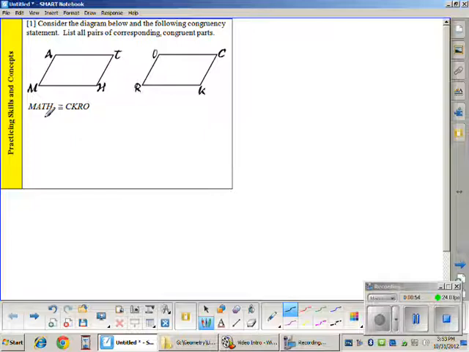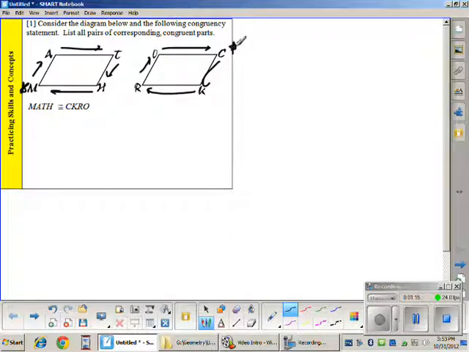What's really important, and what we try to emphasize in class, is that if you're looking at MATH in this direction, you should be looking at the other shape in the same exact way. So CKRO, and then back to C. In other words, this is where I'm quote-unquote starting. That's really going to help us make this congruency list, because if you weren't paying attention to this name, you may think that MA corresponds to RO, and that's simply not the case.